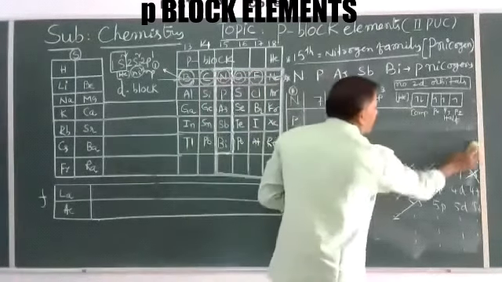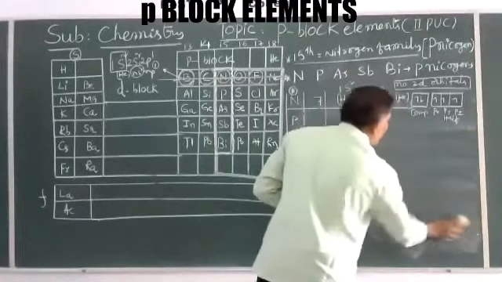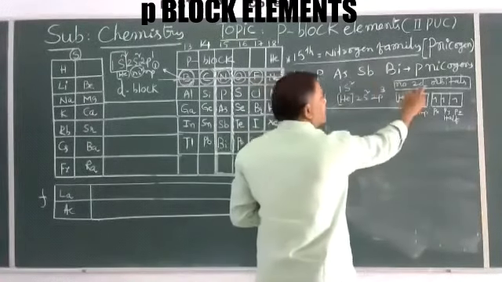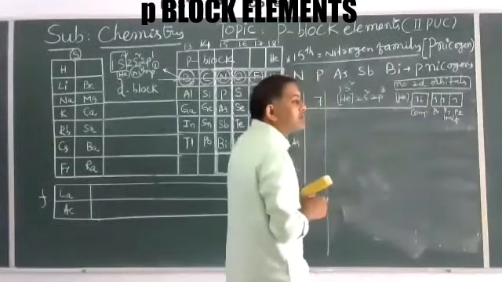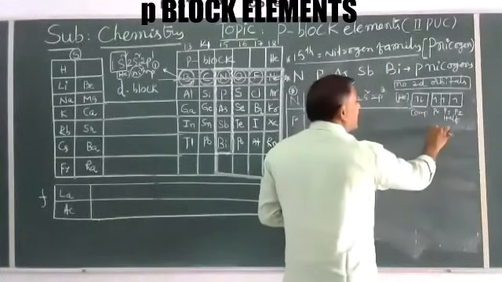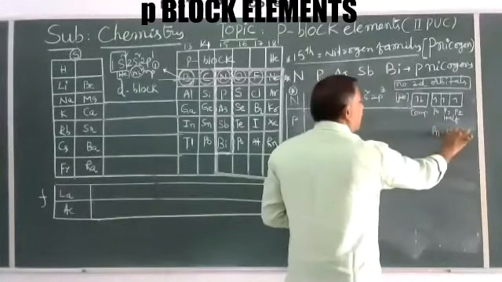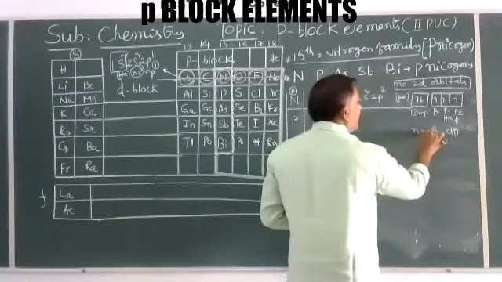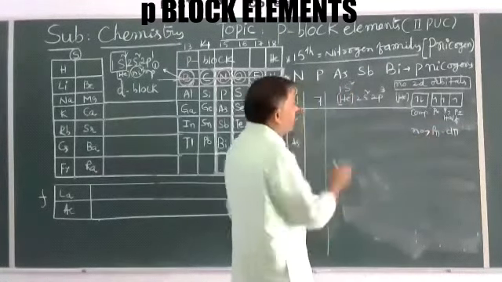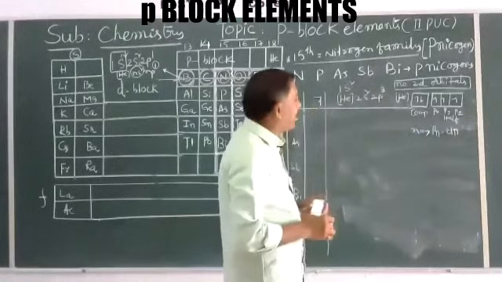Here nitrogen shows anomalous properties. The main reason is the absence of d orbitals. Nitrogen does not form any p pi and d pi bonds.